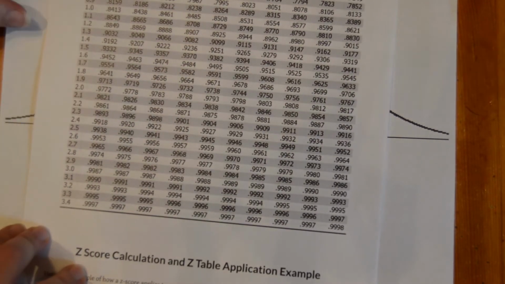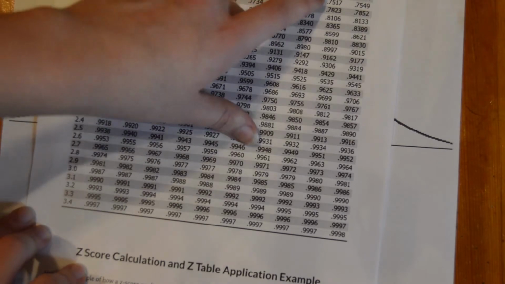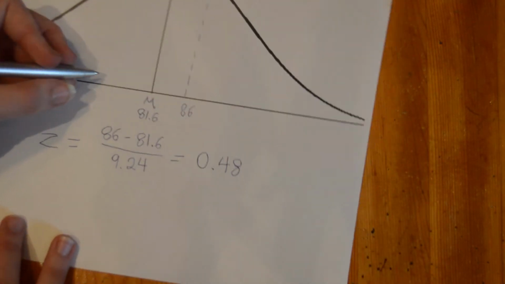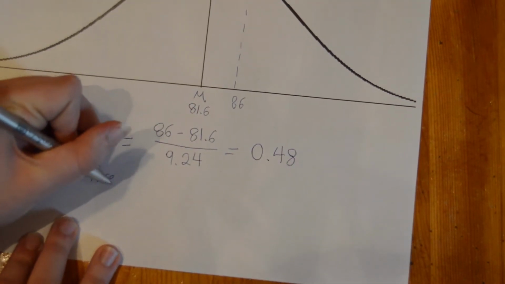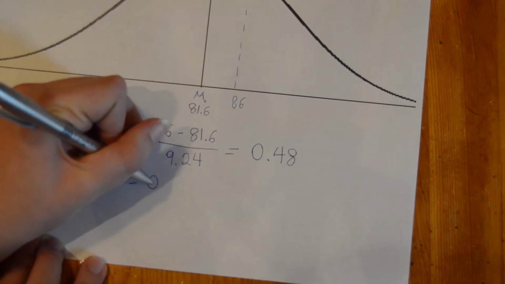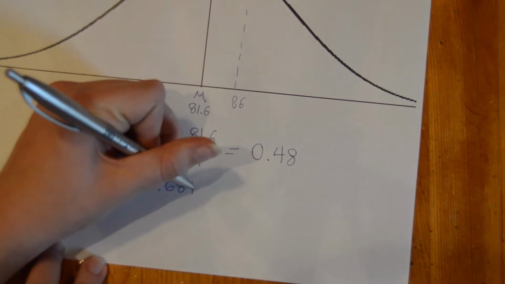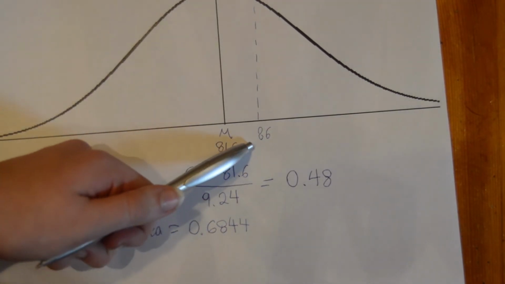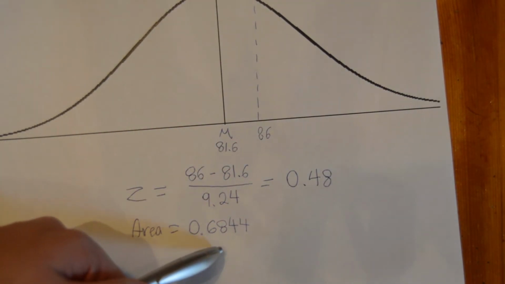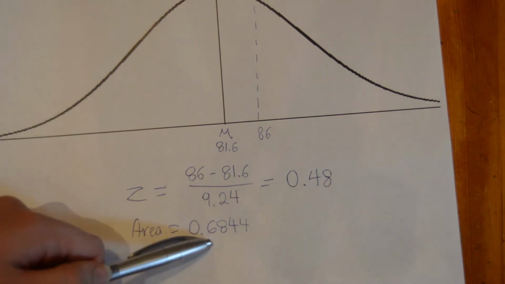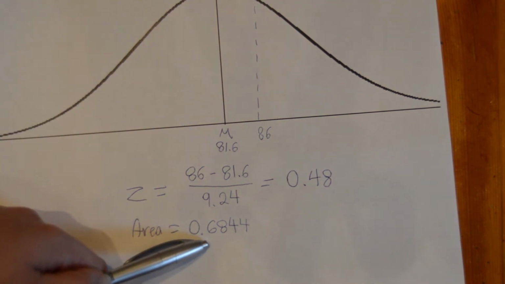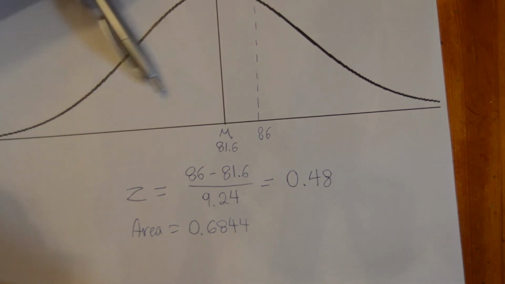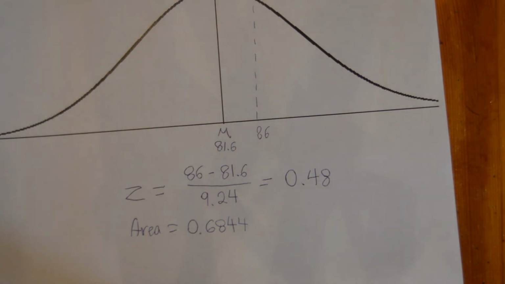Here are your z-scores. 0.4, go across, and we find that our value is 0.6844. This value states that a score of 86 is at the 68.44 percentile, 68.44% greater than all other test scores.